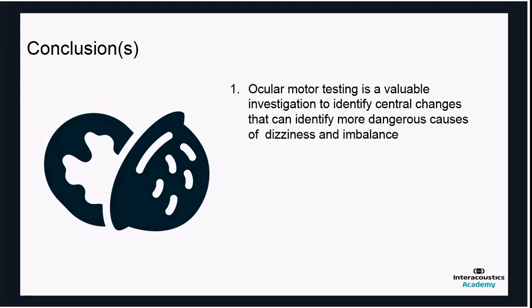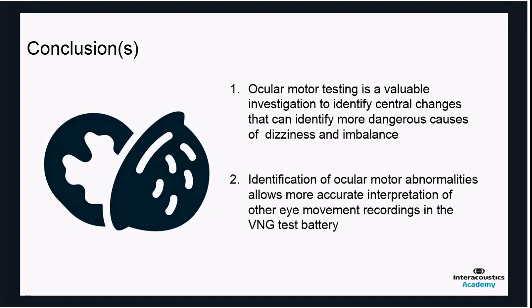So in conclusion, the oculomotor testing is a valuable examination to identify any subtle central changes before some of these conditions have progressed. This allows us to identify more dangerous causes of dizziness and imbalance within our clinic that are not peripheral in nature and require different management and investigative modalities to address the patient's concerns. We've also looked at the identification of these oculomotor abnormalities as allowing us to do more accurate interpretation of other eye movement recordings in the VNG test battery.